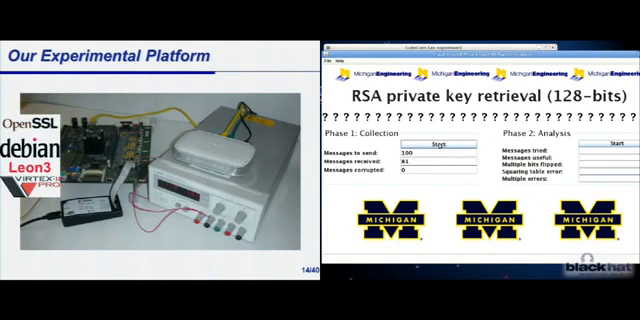Now, I'm going to proceed with my presentation a little bit, and then I want to show you another aspect of this.